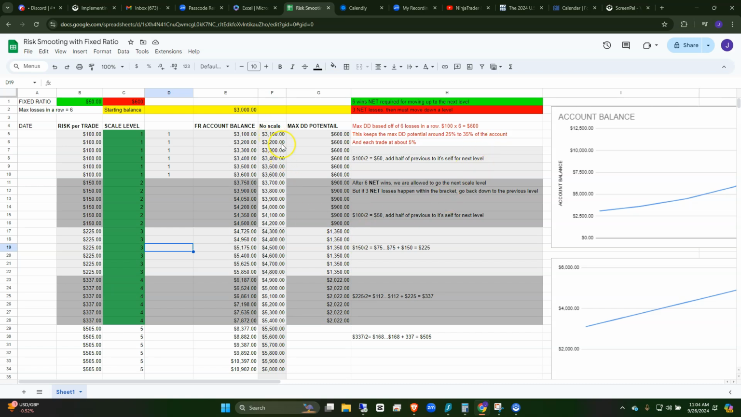So we can see here real quick our max drawdown potential. This is 25 to 35% of the account size on average. This versus this. This versus this.